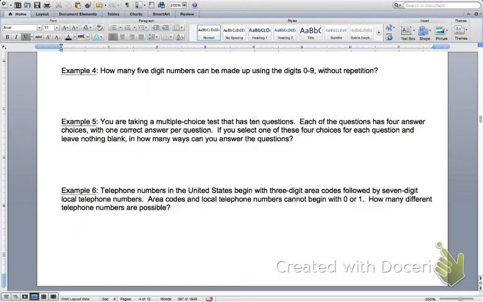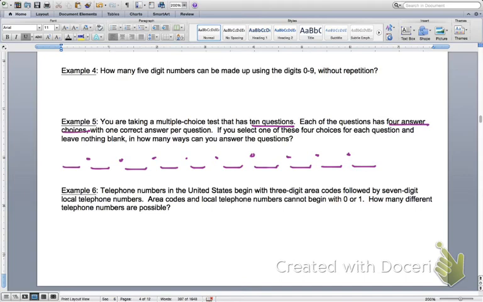All right, so we are taking a multiple choice test that has 10 questions. So we're making 10 choices as we're answering our questions. Each of the questions has 4 answer choices with 1 correct answer per question. If you select one of these 4 choices for each question, you leave nothing blank, meaning you answered everything. How many ways can you answer? So we have 10 choices to make. A choice for question 1, question 2, question 3, 4, 5, 6, 7, 8, 9, and 10. So we have 10 choices to make, one for each question.